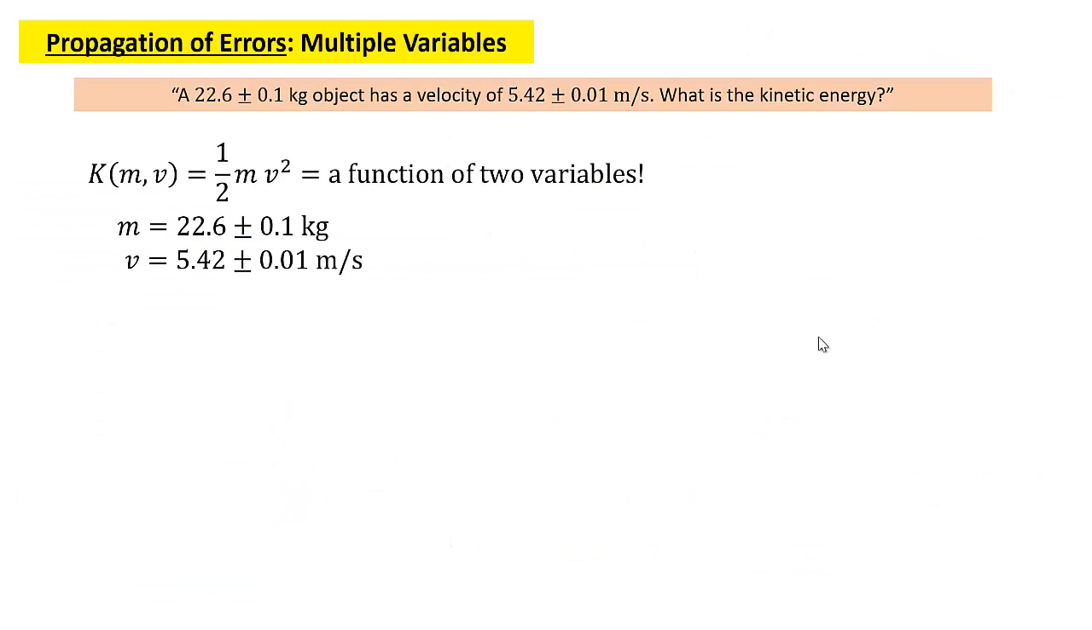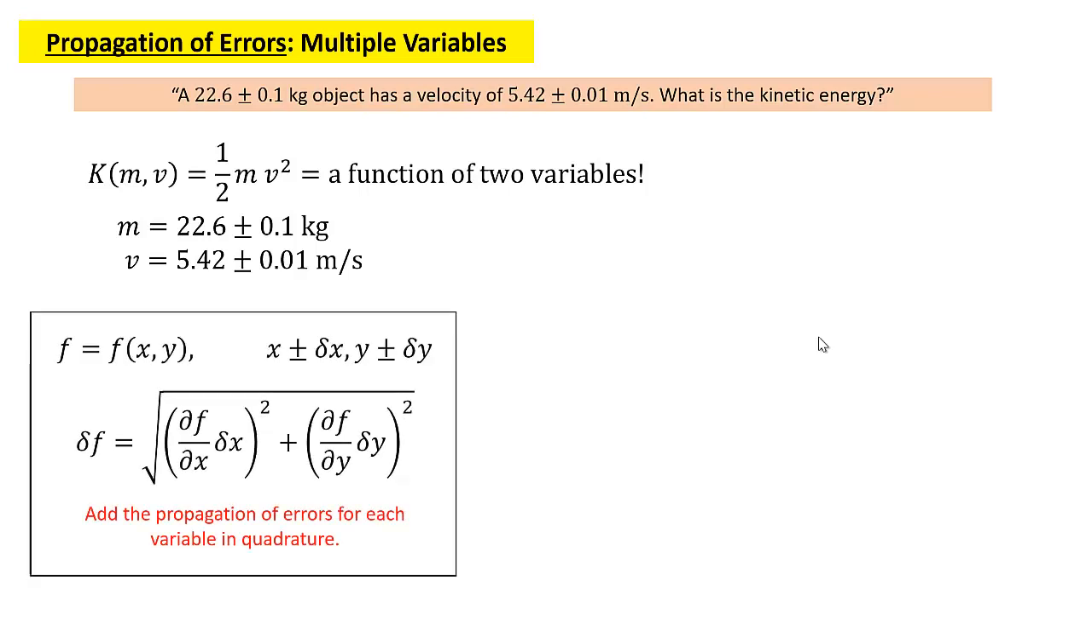What if we have multiple variables? Well, if you have multiple variables that have uncertainties inside of them, and you still want to calculate a quantity, you can do something very similar. So let's say, again, we're calculating kinetic energy, but now both mass and velocity have uncertainties associated with them. Well, you could do the same thing.